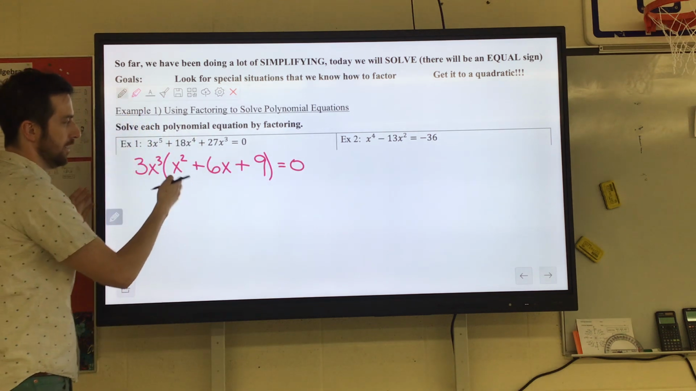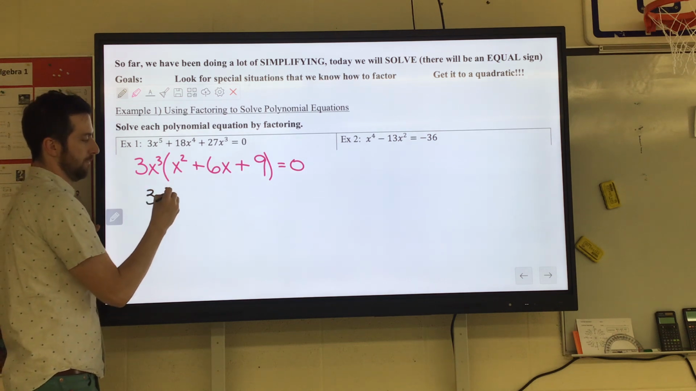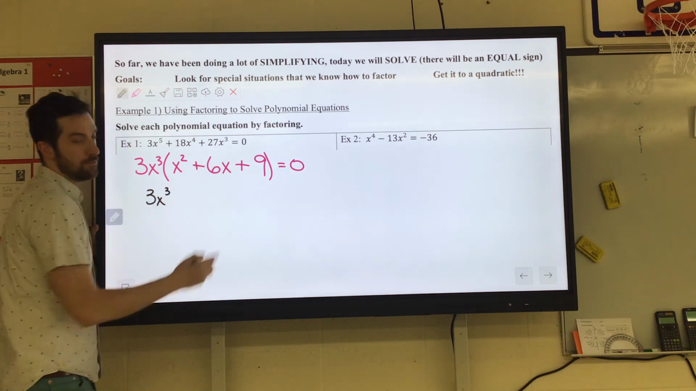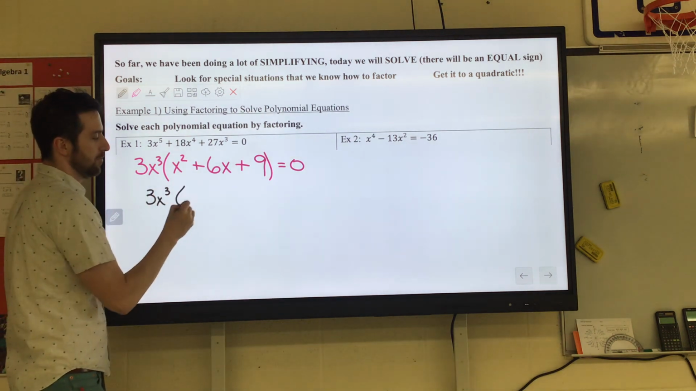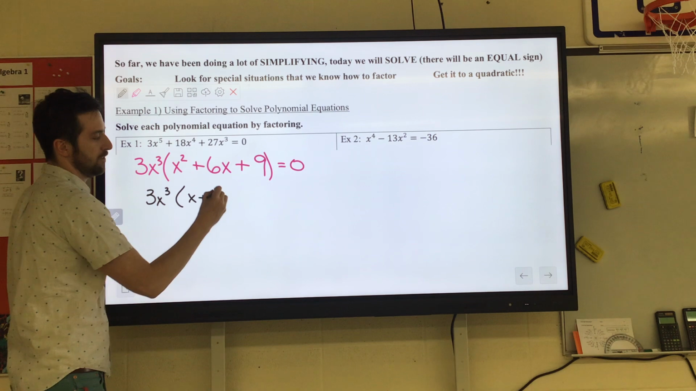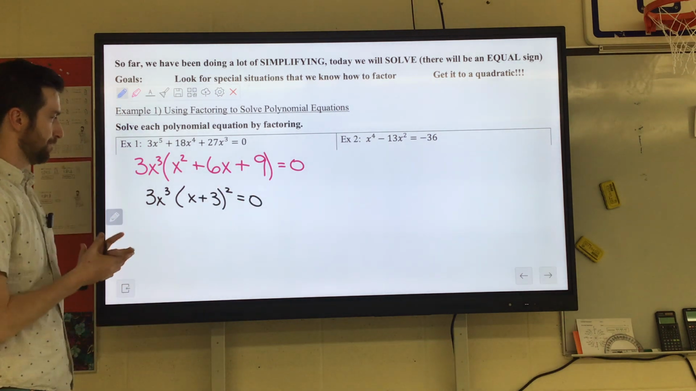And again, inside here, that can factor. Factors of 9 that add up to 6 would be 3 and 3. So it would be x plus 3 times x plus 3, which you could rewrite as x plus 3 squared. Cool. So here's the deal.